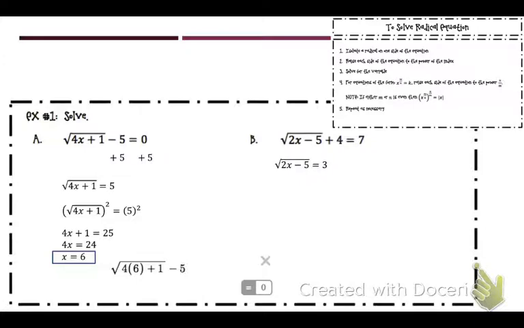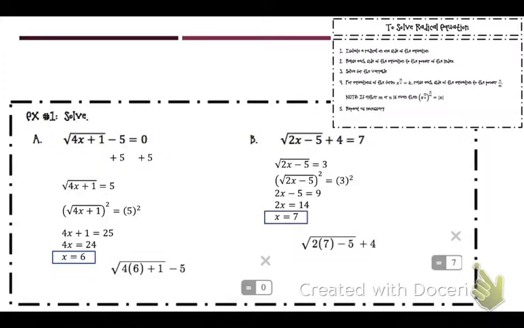Let's look at B. So again, first thing, I'm going to subtract that 4 over. So I have the square root of 2x minus 5 equals 3. Now I'm going to square both sides. So I get 2x minus 5 equals 9. Add the 5 over, divide by 2, and you get x equals 7. Then I'm just going to double check it. So the square root of 2 times 7 minus 5, plus 4, does equal 7, so we're good. We wanted it to equal 7 because 7 was on the right side of the equal sign. Okay?